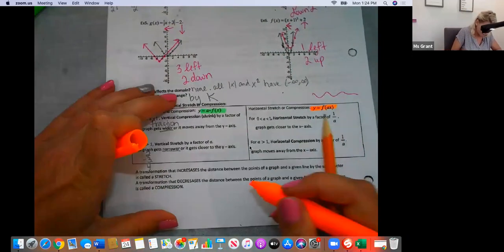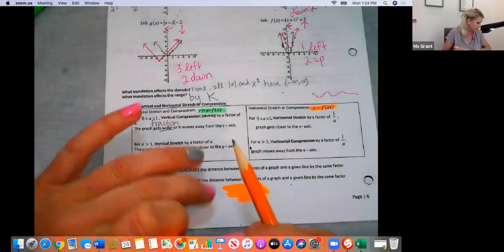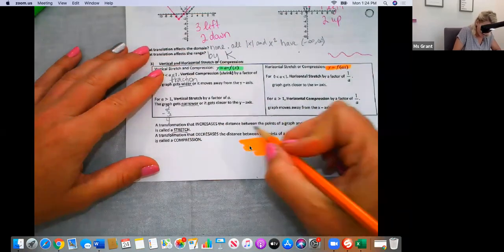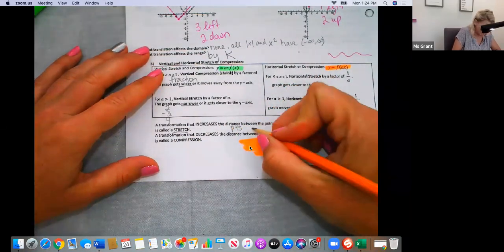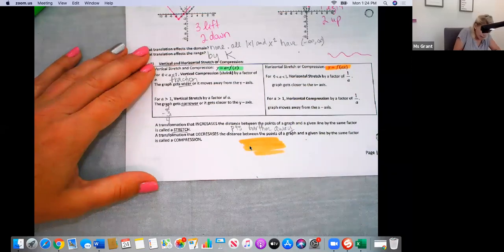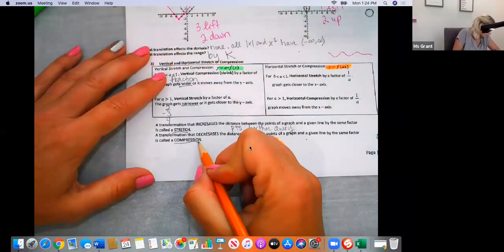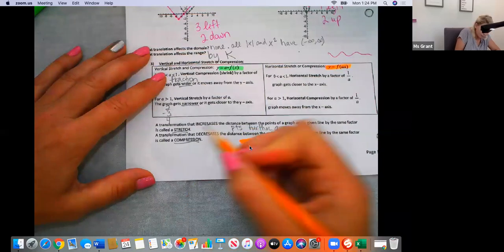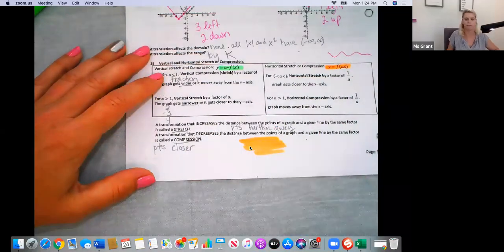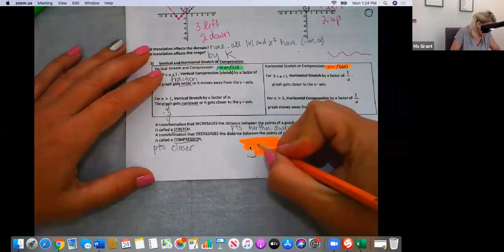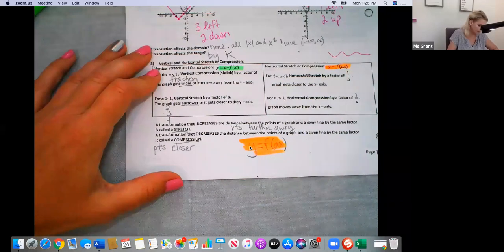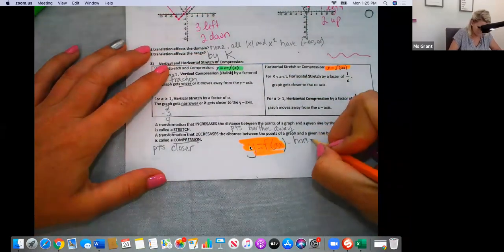In that case, I'm going to write at the bottom. A stretch means that the points get further away. A compression means that the points are closer. Okay? So when you see this, y equals the function where the A is inside the brackets, that's a horizontal change.